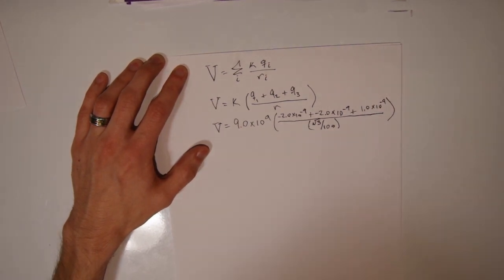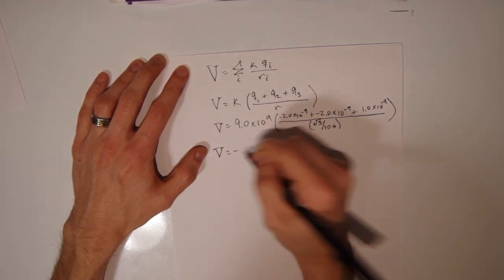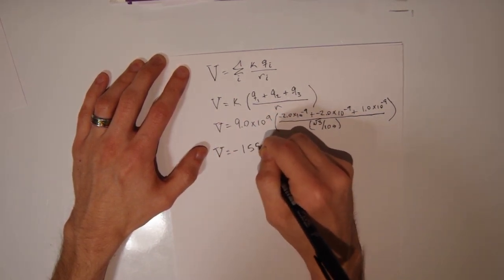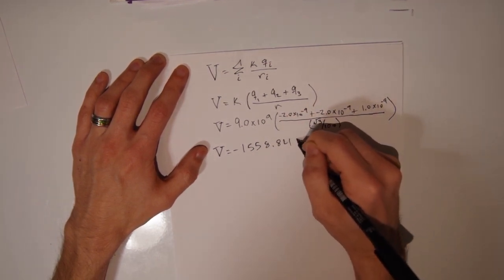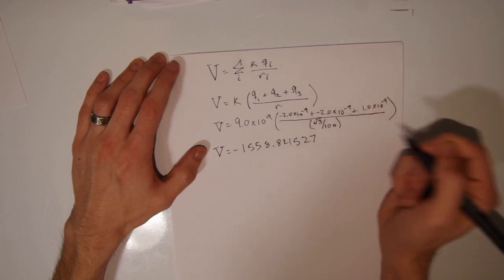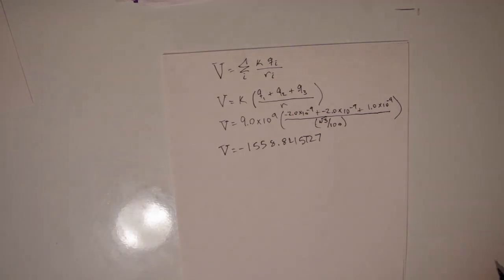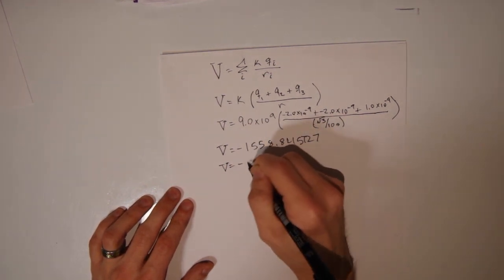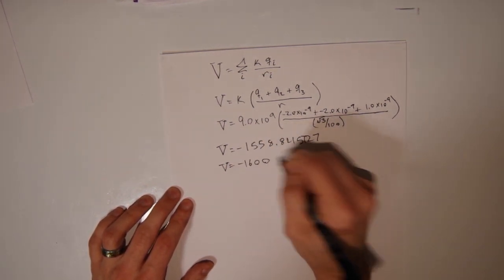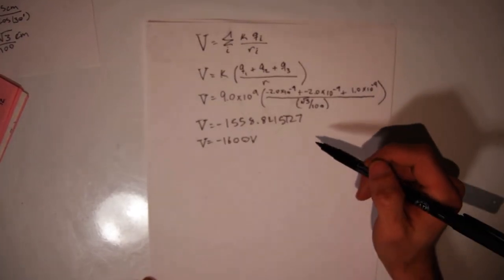Plugging that into your calculator, you get the electric potential equals negative 1558.84527, sorry, 5727. But since we're only given two significant figures in the original problem, we're going to round that to V equals negative 1600. Now we have a final answer of negative 1600 volts.